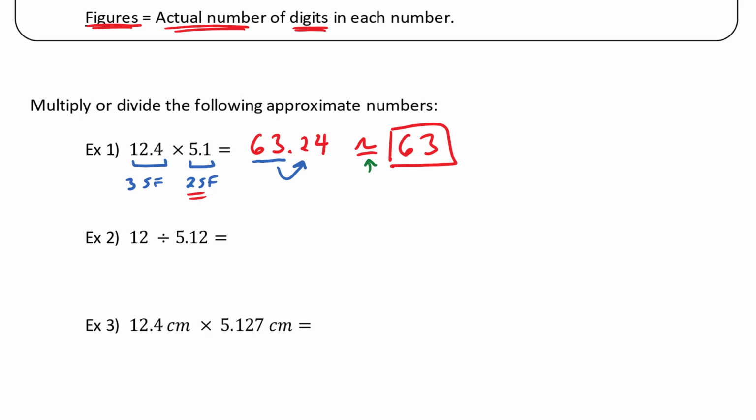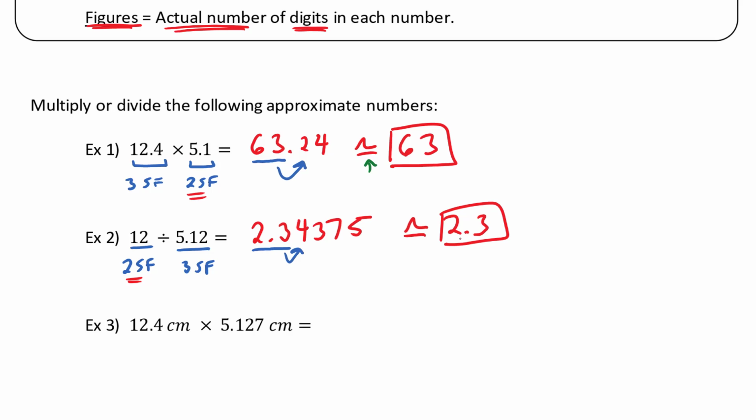Now we have division. We do 12 divided by 5.12. We get 2.34375. I'm writing down all the digits from my calculator. I'm going to go back. I have 2 significant figures. I have 3 significant figures. So again, 2 is our lowest number of significant figures. We're going to round this off to 2 digits now. So this rounds off to 2.3.